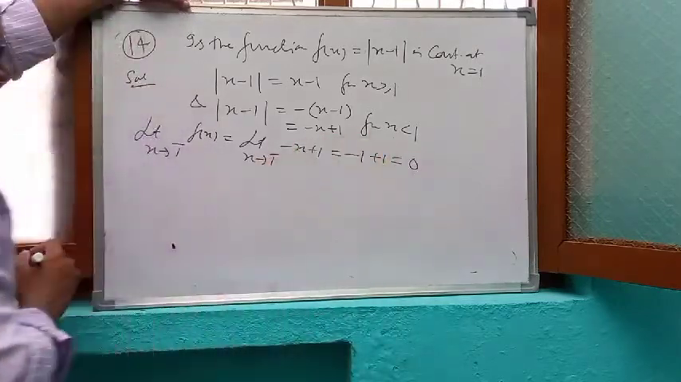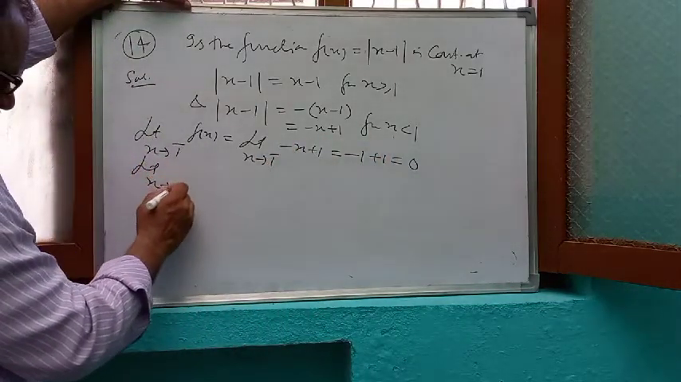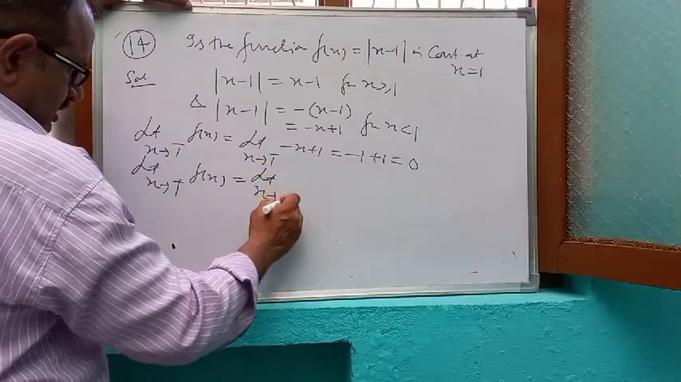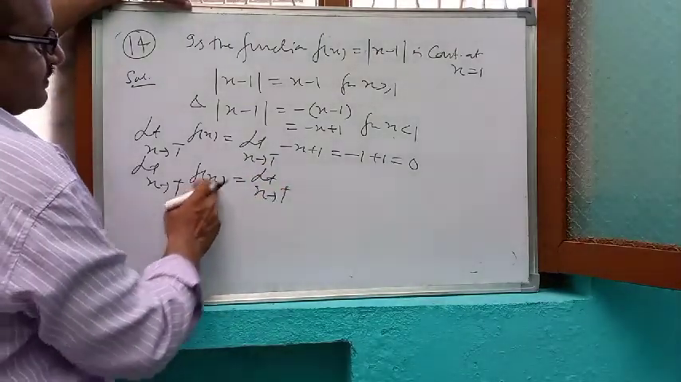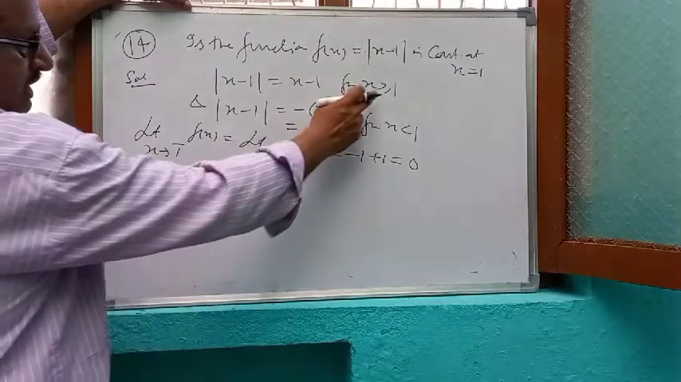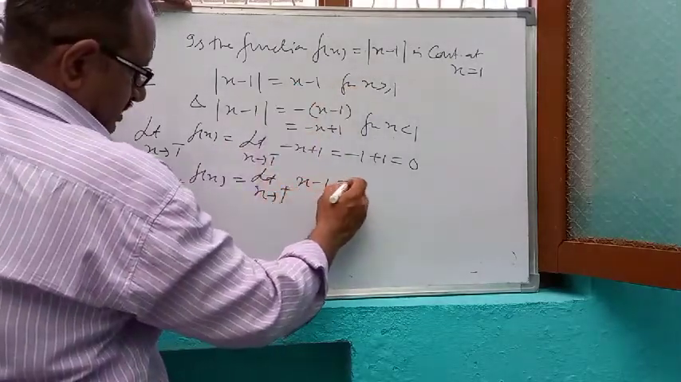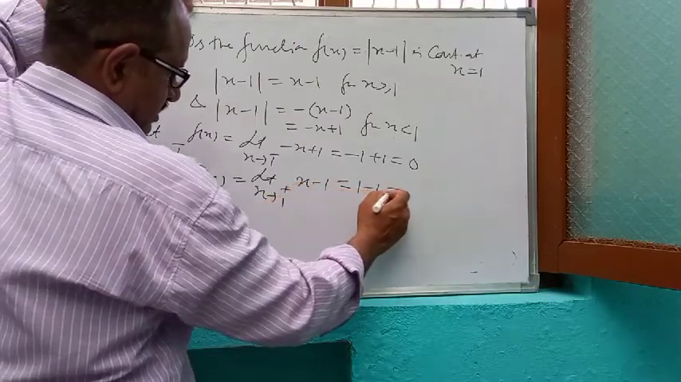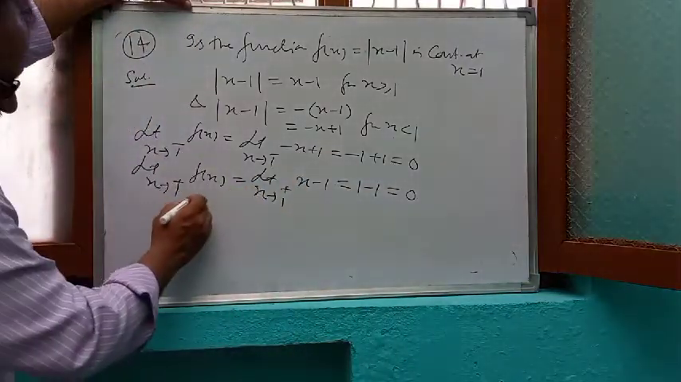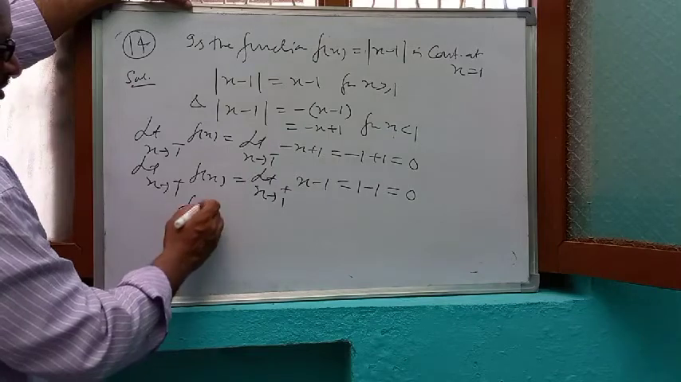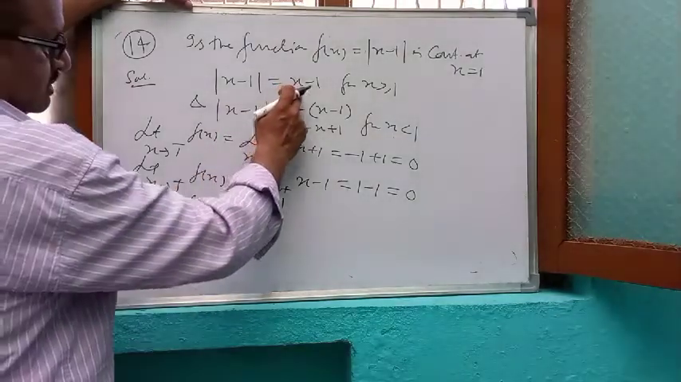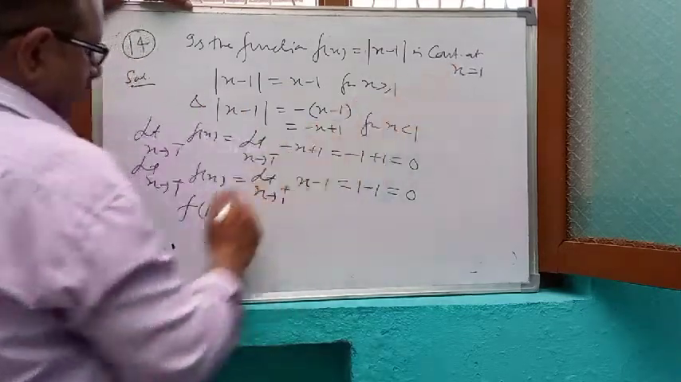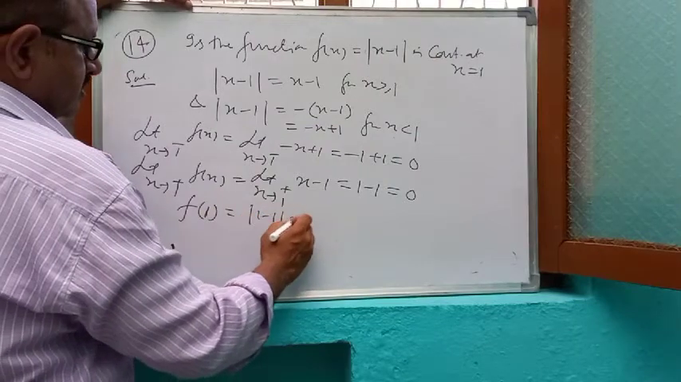It is 0. And the right hand limit, x tends to 1 plus f(x). 1 plus means for x greater than 1, you have x - 1. Again take the limit. In place of x put 1, so 1 - 1 is 0. And what is the value of the function f(1), the value of the function at x = 1? So it is 1 - 1.